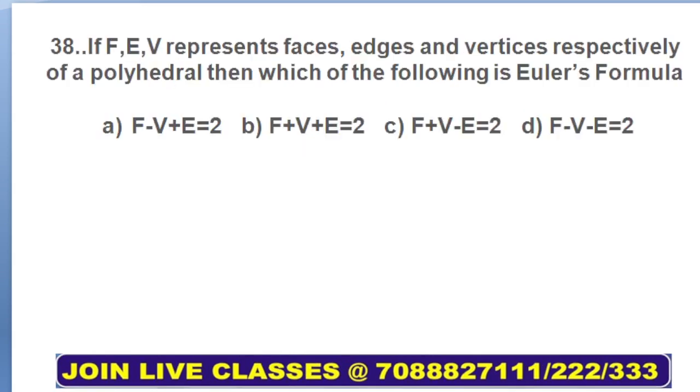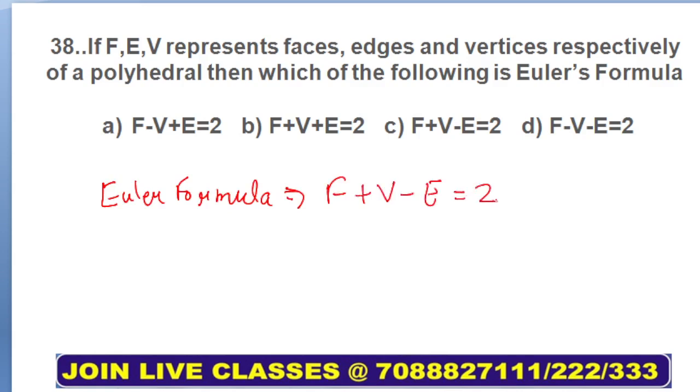Perfect. Moving on to question number 38. If F, E, V represent faces, edges and vertices respectively of a polyhedron, then which of the following is the Euler formula? So do you know what the Euler formula is? What is the Euler formula? It is F plus V minus E is equal to 2. So your answer is option C.